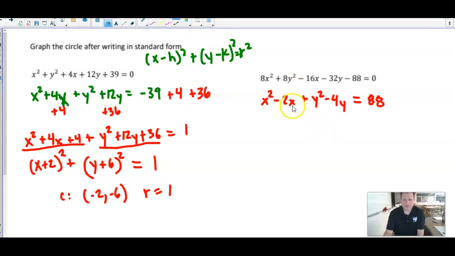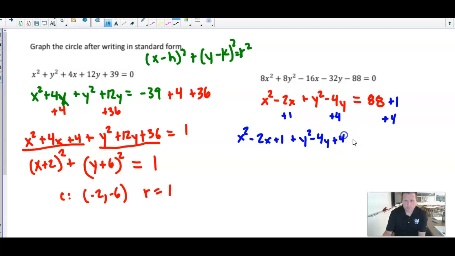Then I'm going to do the same thing that I just did. I'm going to half and square the x coefficient and the y coefficient. So half of -2 is -1, and I square -1, which gives me a +1, so I'm going to add 1 here. For this one, half of that is -2. 2 squared is 4, so I'm going to add 4. And so I get x squared minus 2x plus 1, and then y squared minus 4y plus 4 equals, that would be 93.